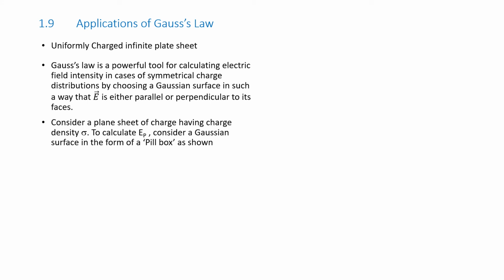Consider a plane sheet of charge having a charge density sigma. Here please see the figure. Here it is a sheet. This is a rectangular sheet having a charge density sigma. Sigma is the charge density of this plate. We have to calculate EP, for which we will consider a Gaussian surface in the form of a pillbox. This is called a pillbox as shown.